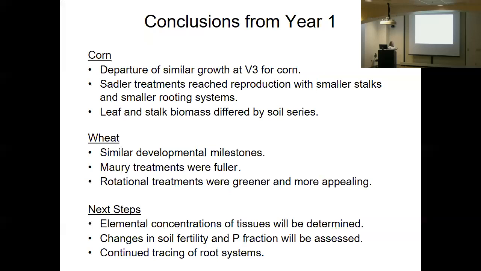Some next steps we're looking at is we will be assessing the elemental concentration of the tissues that we have harvested to see if there are differences in the accumulation of nutrients. We'll also be assessing changes in soil fertility, including microbial function, and we'll be doing Hedley fractionation to assess changes in phosphorus, as well as continuing to trace all those root pictures. As of the end of the wheat growing season, we'll have collected 2,000 photos that myself and a very brave undergrad are tracing one by one.